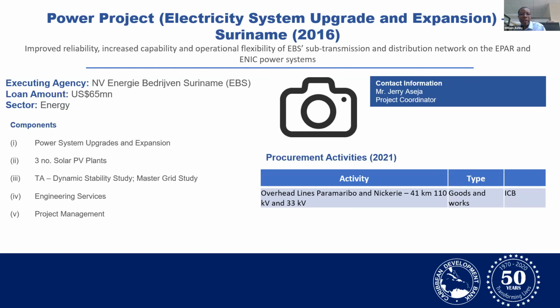On to Suriname, where there's a lot of work going on in the energy sector for us. So in 2016, that was the largest loan funded by the bank at the time. That was about $65 million in financing. And one opportunity that still remains is for overhead lines in Paramaribo and Nikiri, 41 kilometers of high tension lines. So that's goods and works, international competitive bidding.